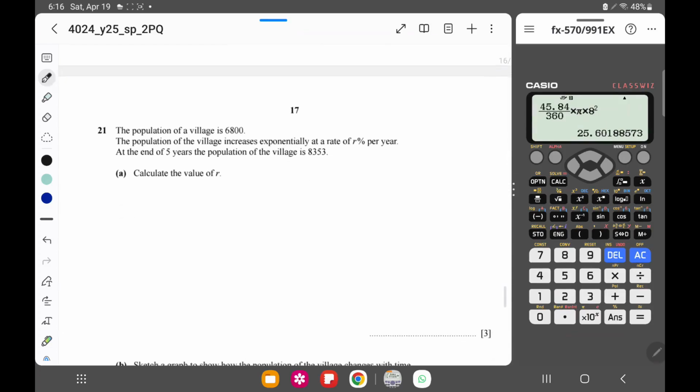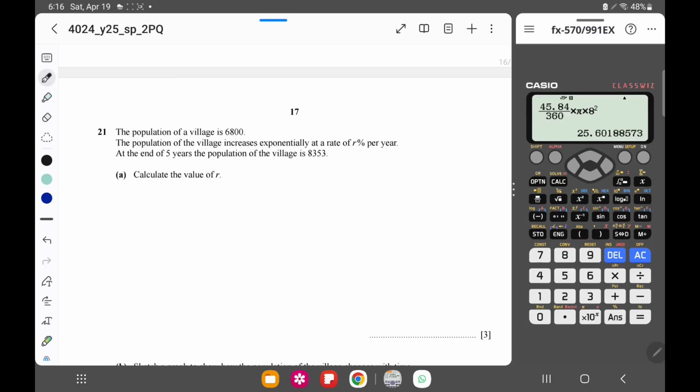Alright, the next question. The population of the village is 6,800. The population of the village increases exponentially at the rate of r%. This topic also includes in 4024 this year. At the end of 5 years, the population of the village is 8,353. If it is decreasing, that's 1 minus r over 100. If it's exponentially increasing, that's 1 plus r over 100. For the compound interest formula, amount is equals to p times 1 plus r over 100 to the power n. The same formula we're using.